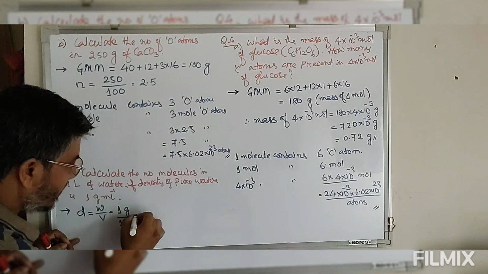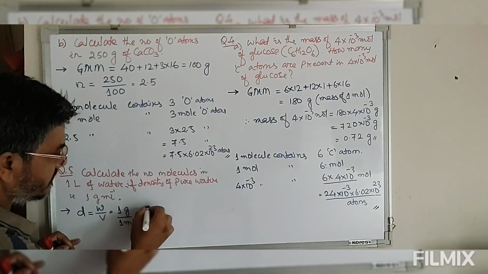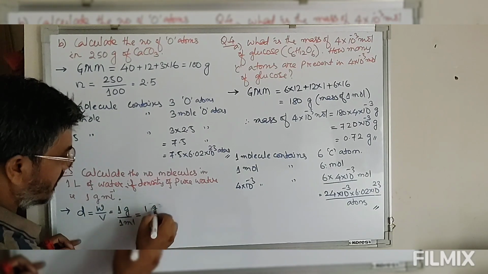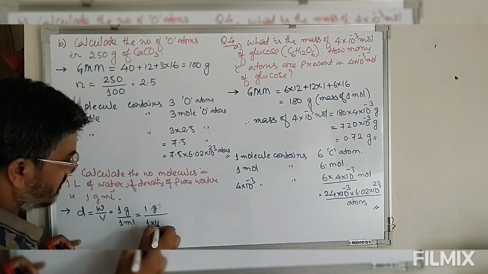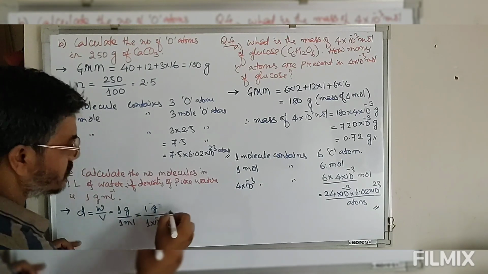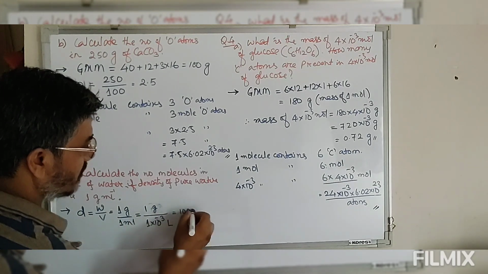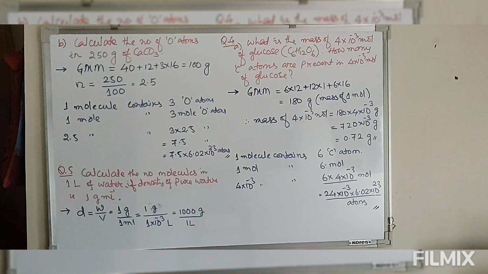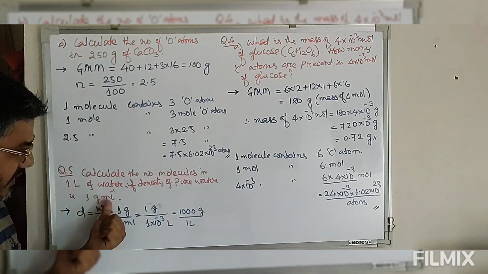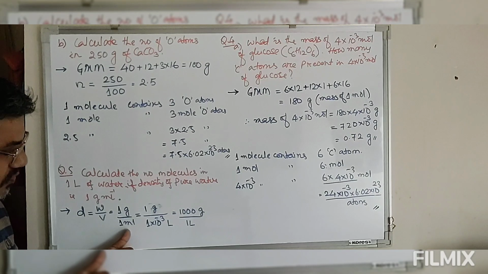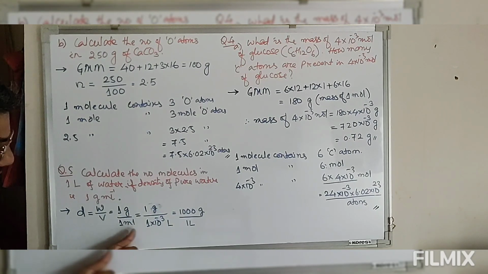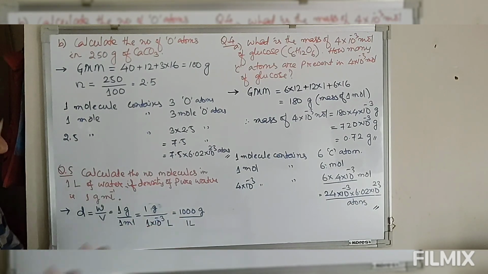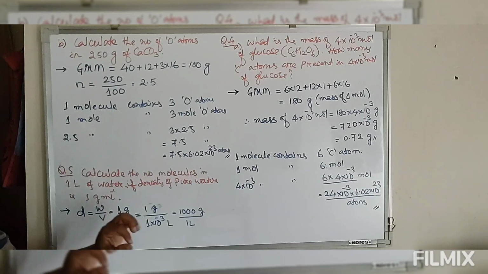So 1 gram is present in 1 ml, and 1 ml is 10 to the power minus 3 liter. So we can write that 1000 gram is present in 1 liter. So now look at this, we are converting this 1 gram per ml into gram per liter. So 1 ml is 10 power minus 3 liter. So therefore 1 liter of water sample contains how many grams of water? That is 1000 grams.